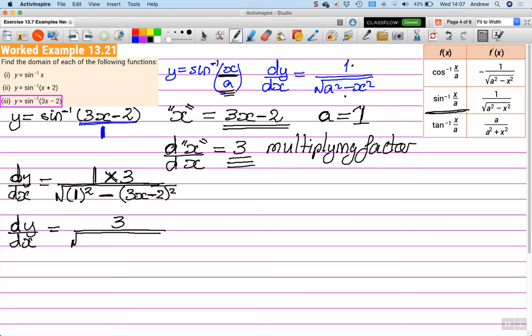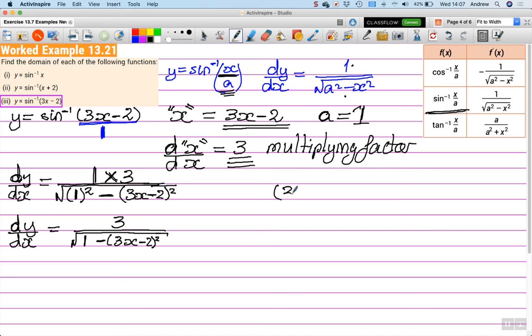Now, the answer above can be simplified to 1 minus open bracket 3x minus 2 all squared. And as far as I'm concerned, I would leave it like that. But again, your book doesn't do that, unfortunately. I think moving on to the next stage wouldn't necessarily yield any more marks. I will show working out for the next stage anyway, just so you can see what's going on.